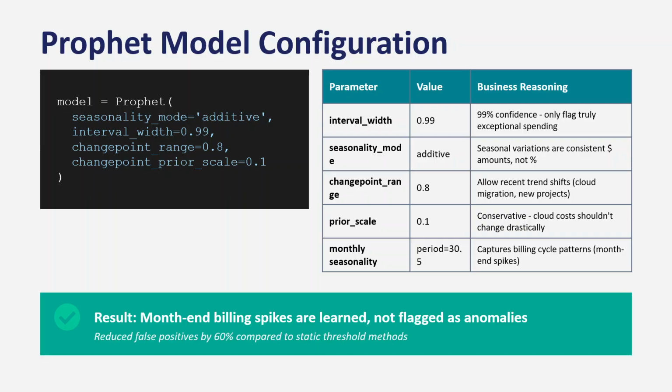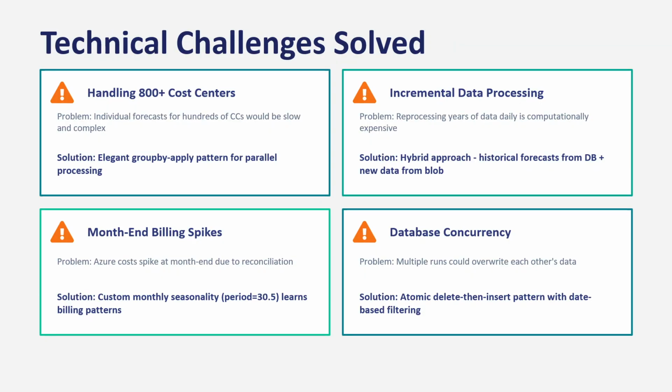The result is a 60% reduction in false positives compared to static threshold methods. Every real project has technical challenges, and I want to be transparent about the ones I solved here. First, handling 800-plus cost centers individually would be slow and messy. I solved this with an elegant group-by apply pattern that processes all the cost centers in parallel.